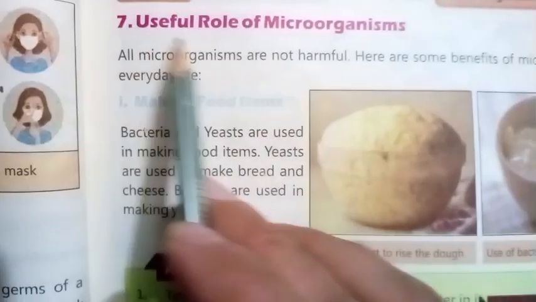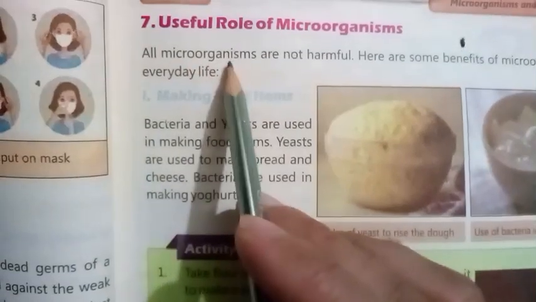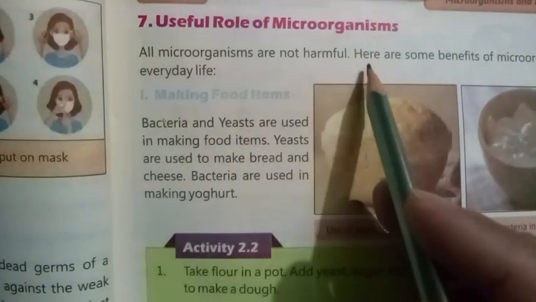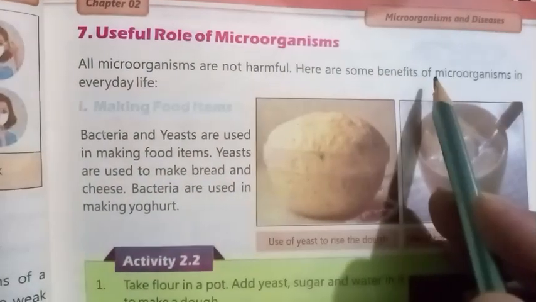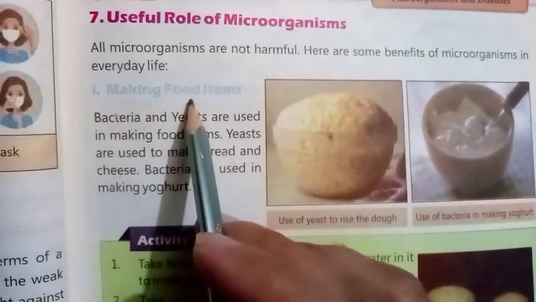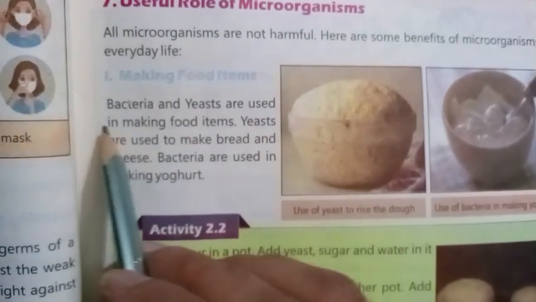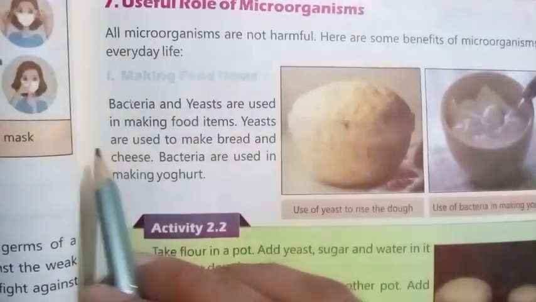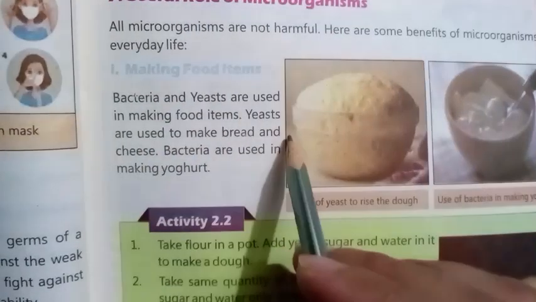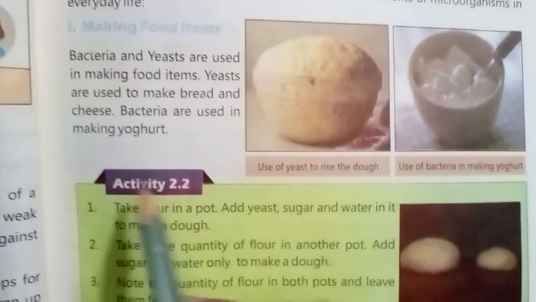Number 7. Useful role of microorganisms. All microorganisms are not harmful. Here are some benefits of microorganisms in everyday life. Making food items. Bacteria and yeasts are used in making food items. Yeasts are used to make bread and cheese. Bacteria are used in making yogurt.